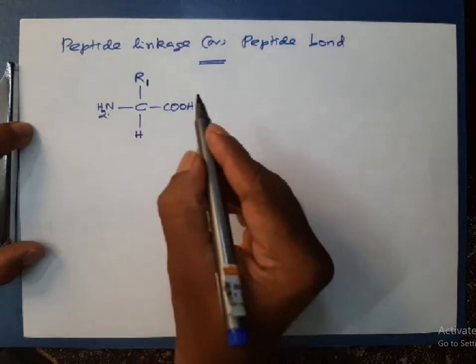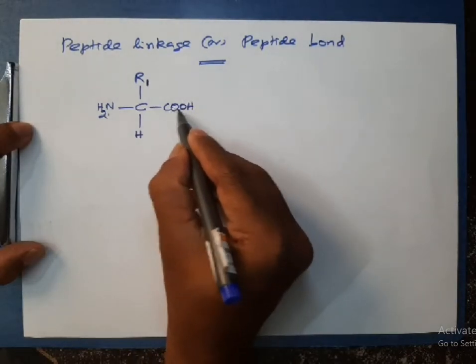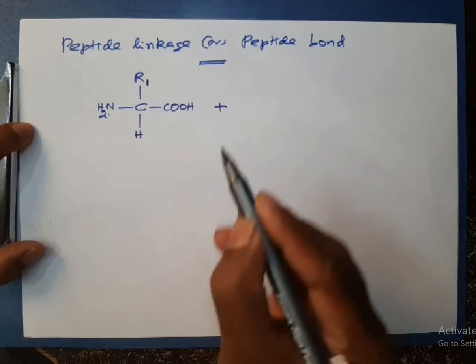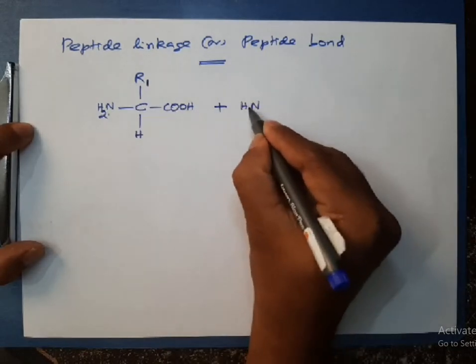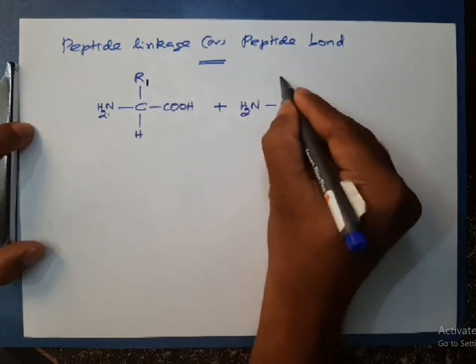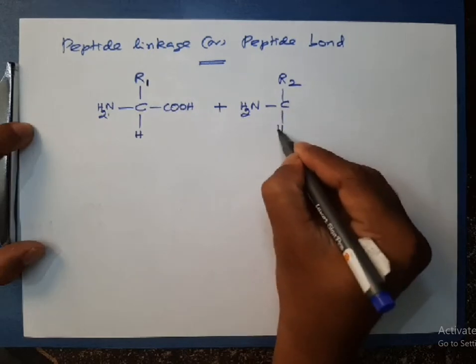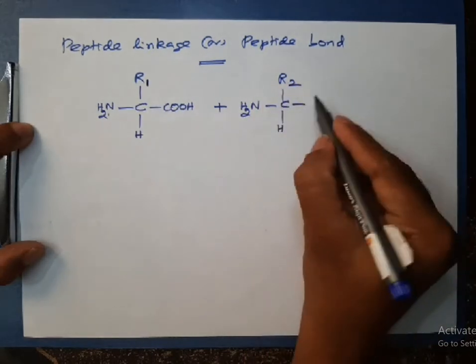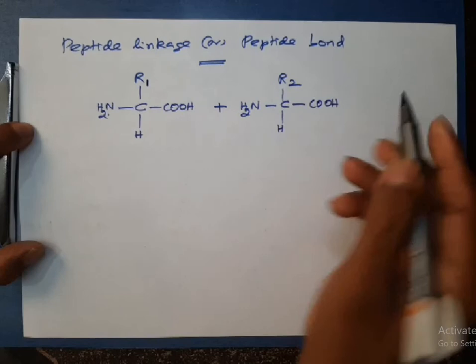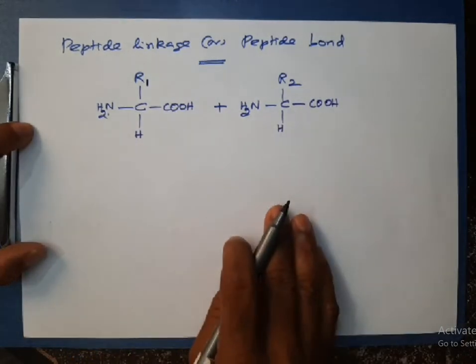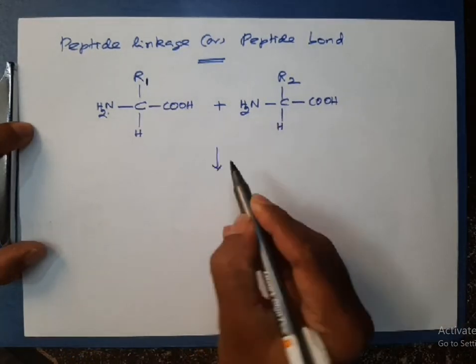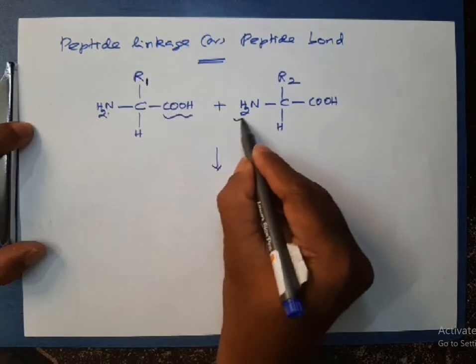You can also write COH. Okay, let me write that. Plus, I'll take another amino acid. It may be same or may be different. Just for understanding purpose, I'll take this as R2. It's a different amino acid. Okay, I'm taking two amino acids. Now, listen, this is an acid group, this is a basic group.